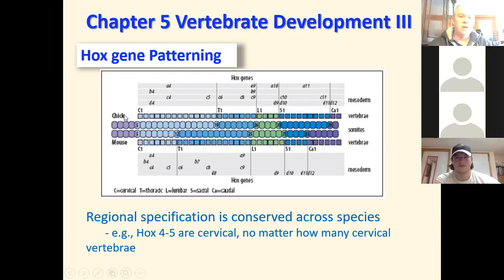So here we are with the chick. Hox gene C5 comes in at the end of the cervical. Here in the mouse, at the end of the cervical, C5, right? You get into thoracic. The chick doesn't have many thoracic, but you've got the same Hox genes turned on in thoracic there as in the mouse. So that combination of Hox genes tells you where you are in that AP axis of the body.